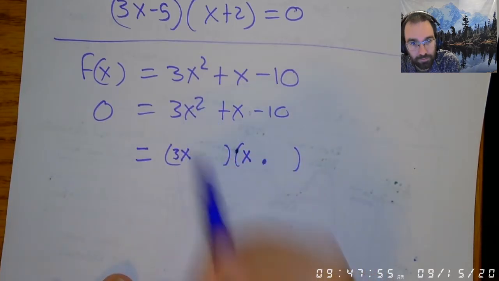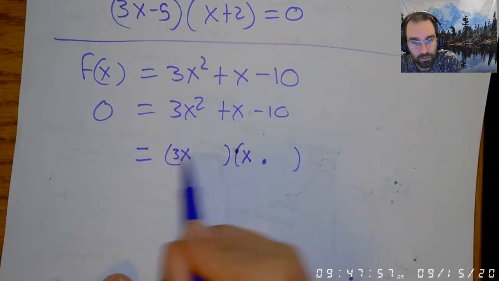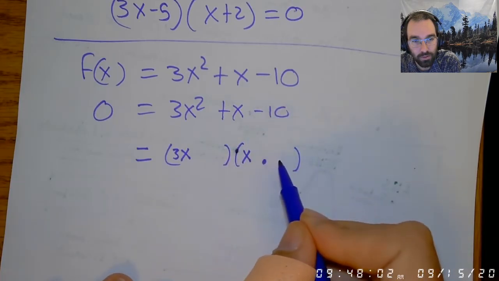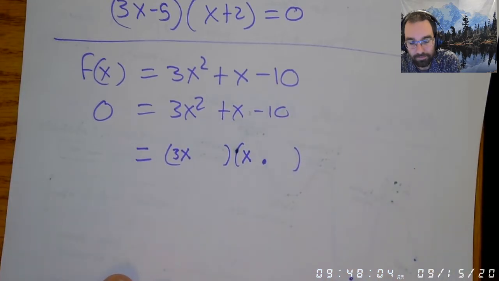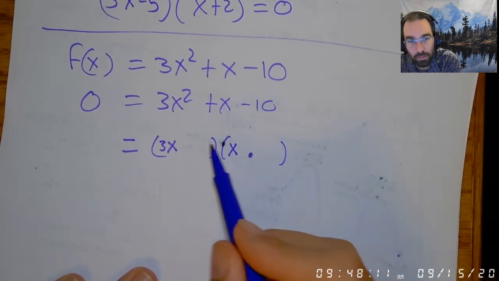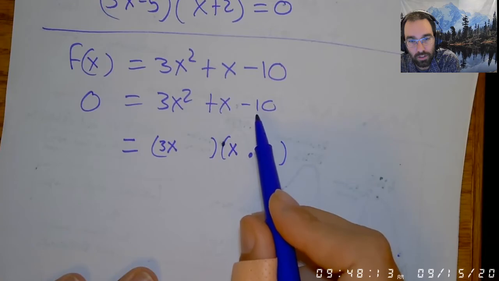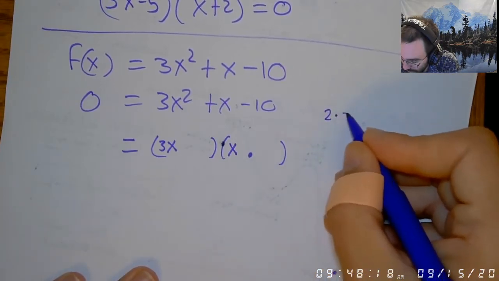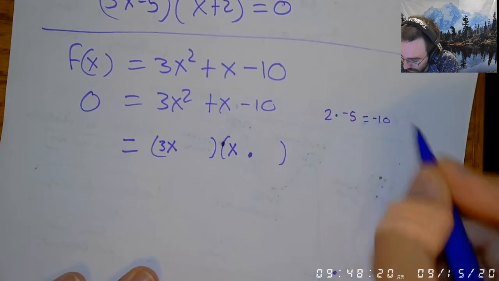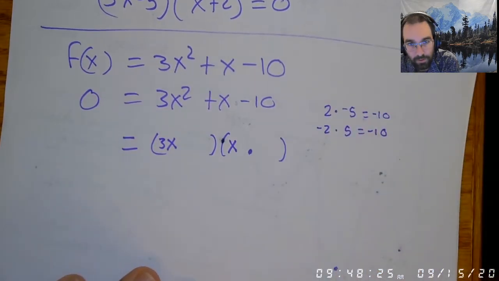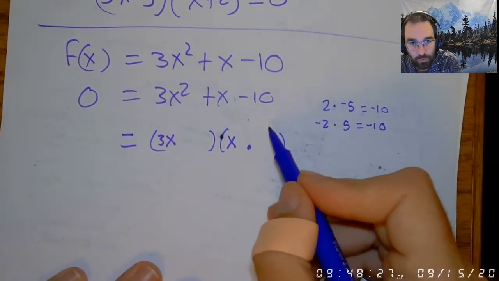So I start with this term, 3 is prime, so I know only 3 and 1. Then the next thing I'm going to look at is here. I know that these two numbers have to multiply to get negative 10. This is just like the box problem, except I'm not wasting my time drawing a box. So what multiplies to negative 10? I have 2 times negative 5 equals negative 10, and I have negative 2 times 5 equals negative 10. So those are the two.